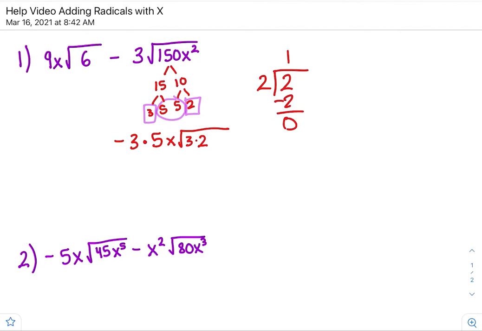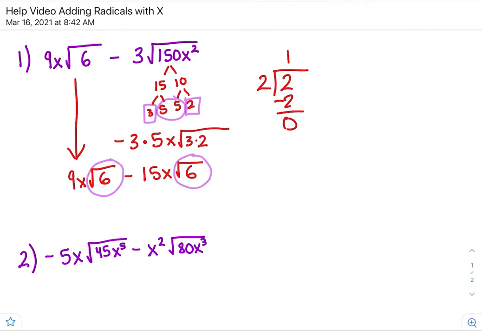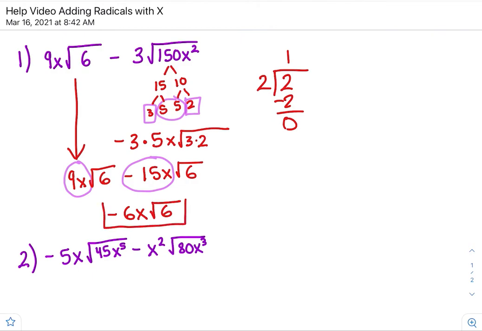So in total, I'm going to drop this down. We got 9x square root of 6 minus 15x square root of 6. And because these are the same root and radicand, we can combine like terms. So what's 9x minus 15x? That is negative 6x. And don't forget your square root of 6.